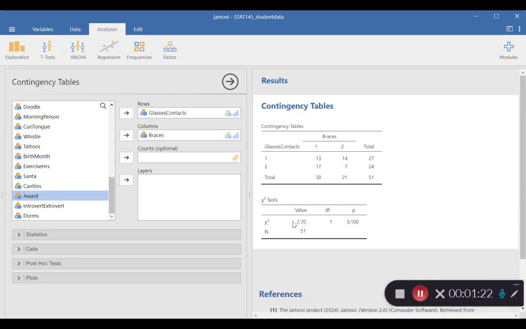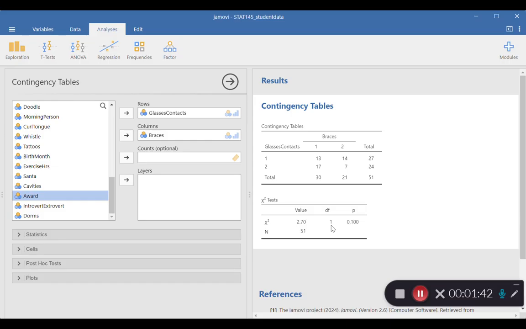Under the chi-square test, we have this number called value. That is our test statistic of chi-square equal 2.7. Degrees of freedom is 1. That would be our number of rows minus 1, 2 minus 1, times number of columns minus 1, 2 minus 1. So we get 1 times 1. And then we also have the p-value presented there for us of 0.1.